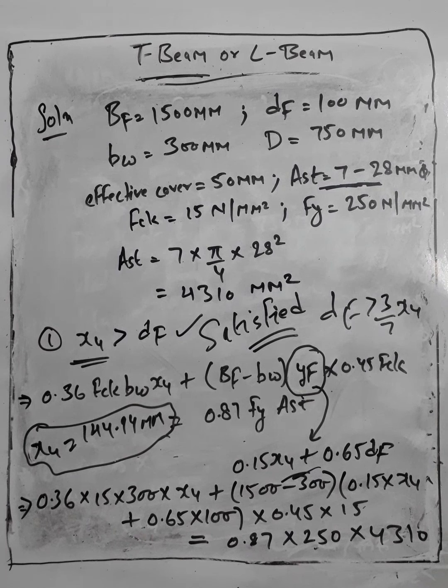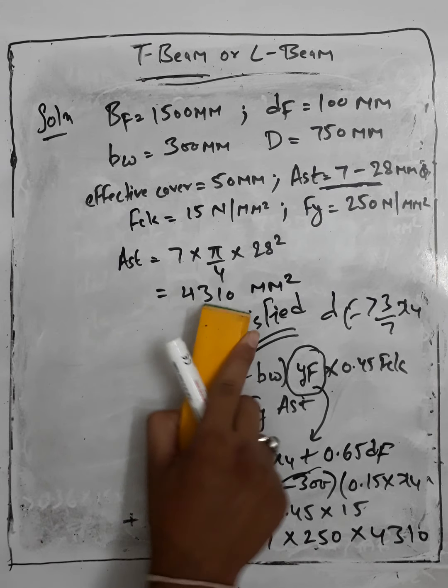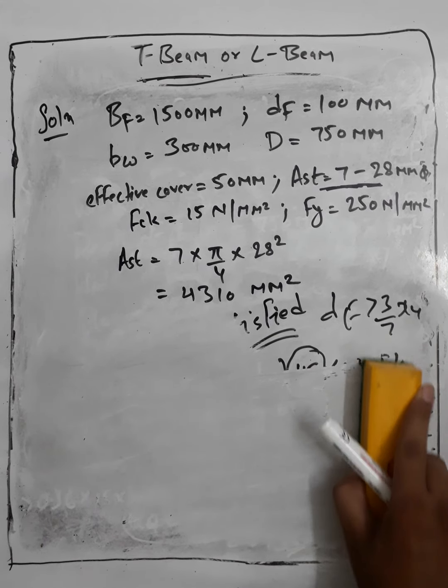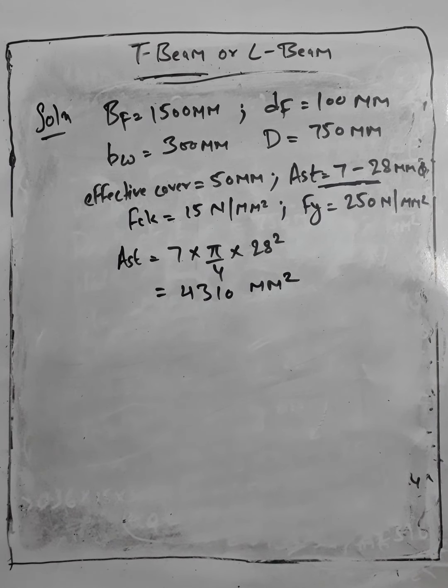So here we calculate Xu, and we find that Xu is greater than Df, and Df is greater than 3/7 Xu. So simply now we have to put Yf in our moment of resistance equation. Let's find the moment of resistance, and before finding it, first we have to find in which section we have to design, meaning under reinforced, over reinforced or balanced section. For that we have to find the Xu max.